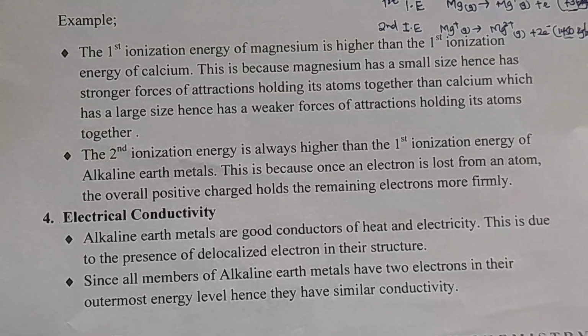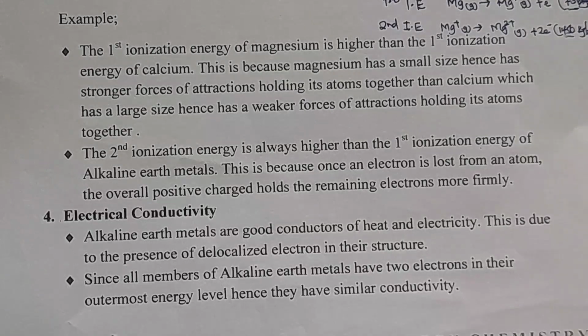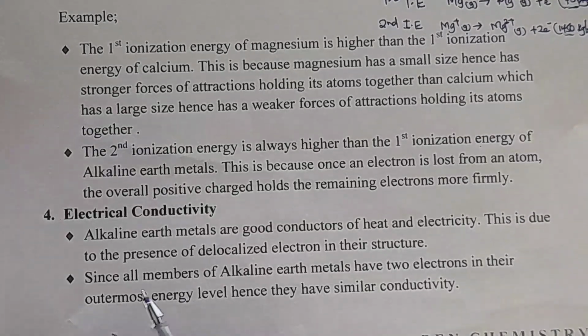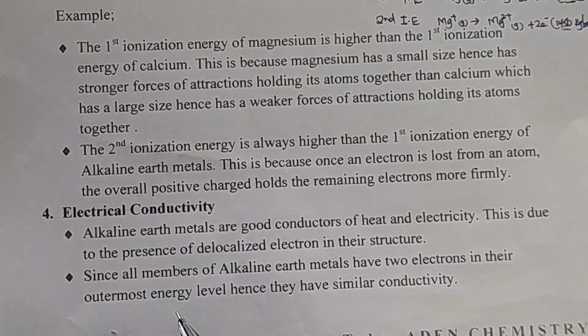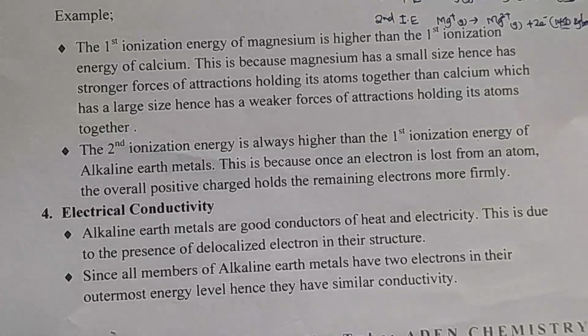Okay, what if we are told to compare the electrical conductivity of alkaline earth metals? We are saying since all members of the alkaline earth metals have 2 electrons in their outermost energy levels, they have similar conductivity. For example, calcium and magnesium will have the same electrical conductivity.